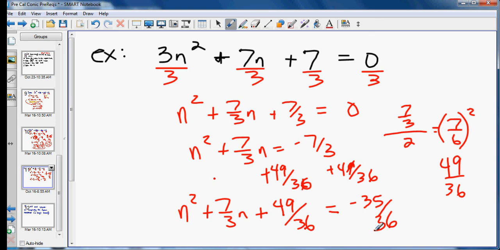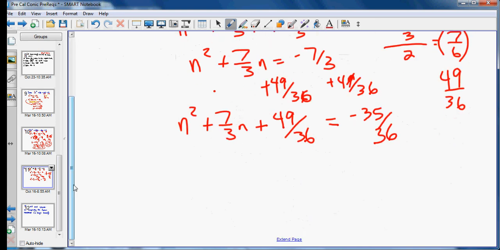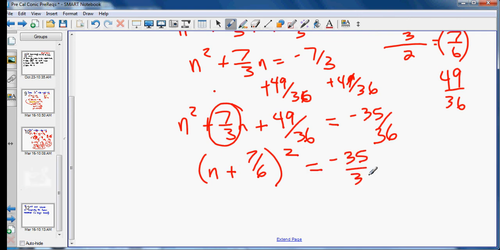Yeah, okay. Now we need to factor. So we get n plus, and we know it's going to factor to be exactly half this number. So we get 7/6. So now that we've finally gotten this far, we can try to solve for n. But we run into a problem.